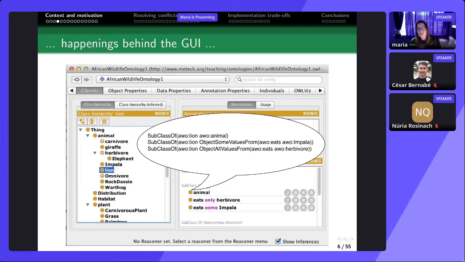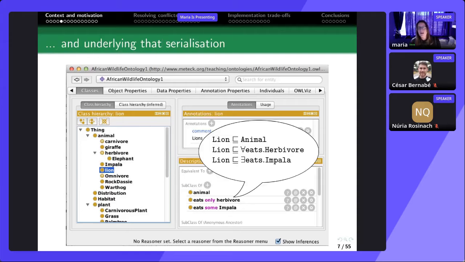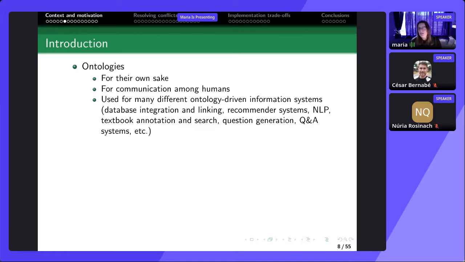That structured text is actually what is called a serialization of the logic that is behind that ontology, formalizing the ontology in a specific logic. And in this case, for this specific ontology, that is OWL, which is a serialization, like an implemented version of some of the description logics that are behind it. We'll not go into description logics for that. Here we're looking more at the engineering and the usage side of it, and the modeling. So for the ontologies themselves, you can develop them for their own sake and also for communication among humans.